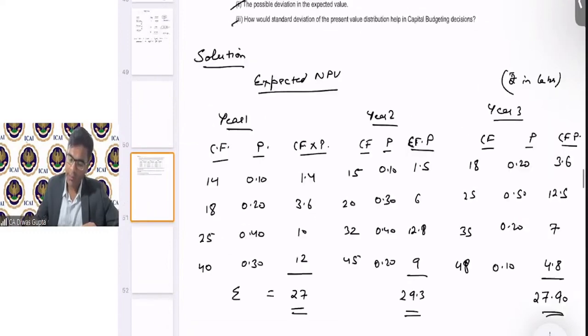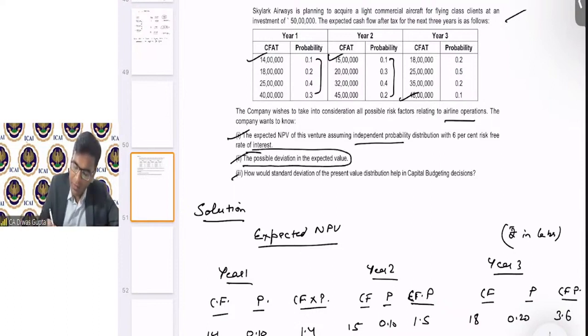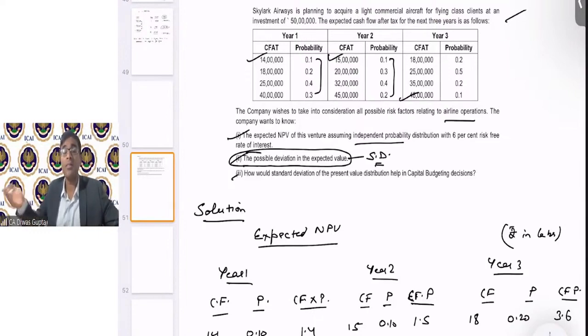Now let's go on to the second part. The possible deviation in the expected value. What do you mean by the possible deviation in the expected value? This is called standard deviation. Simple. Because the definition of standard deviation itself says what are the possible deviations from the expected value.